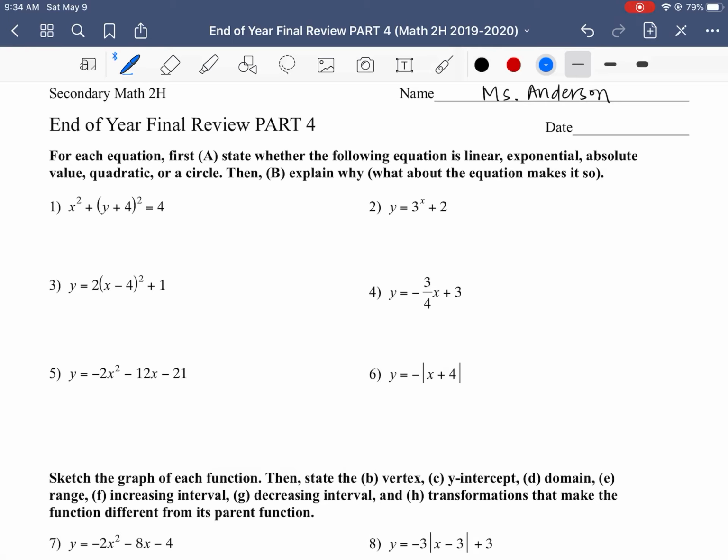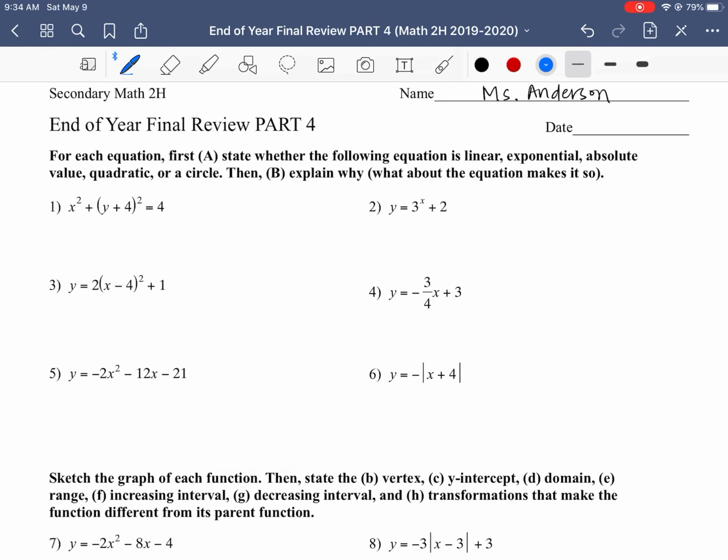Okay, so let's start 1 through 6 here. For each equation, first state whether the following equation is linear, exponential, absolute value, quadratic, or a circle. Then explain why. So what about the equation makes it so? So first of all, you could graph these, right? You could identify that one makes a parabola, one makes a circle, one makes exponential. And if that's helping you, you can go ahead and do that. But looking at the equation, we want to identify why we could tell from that.